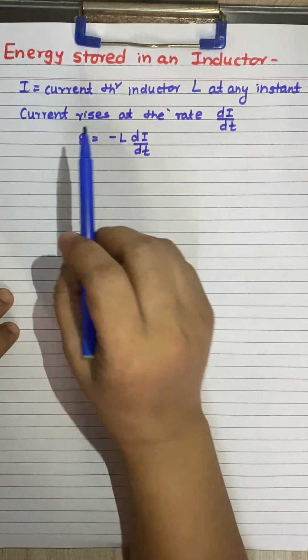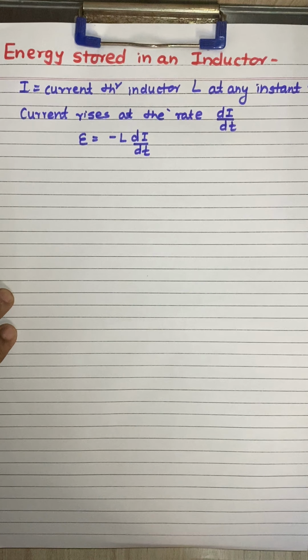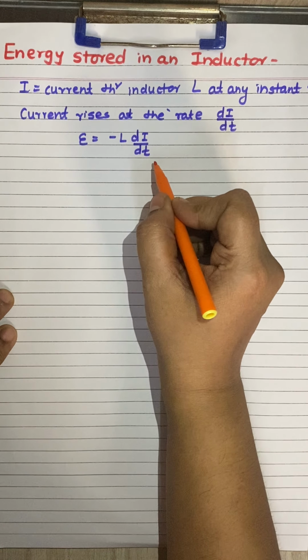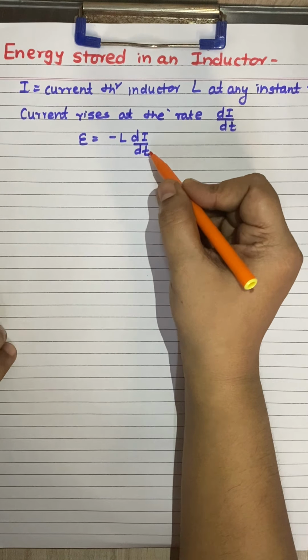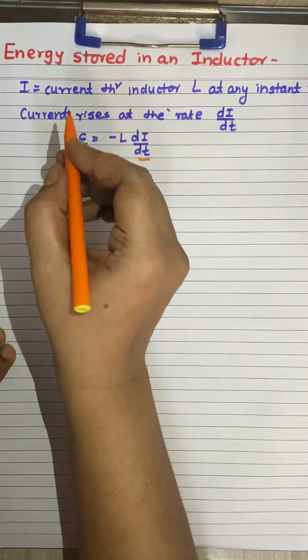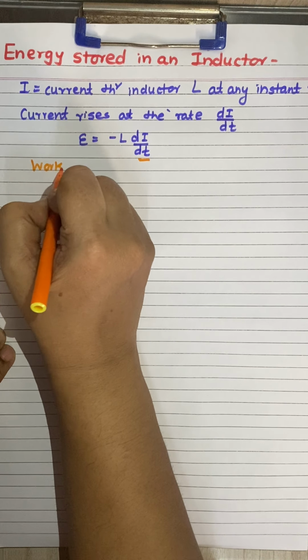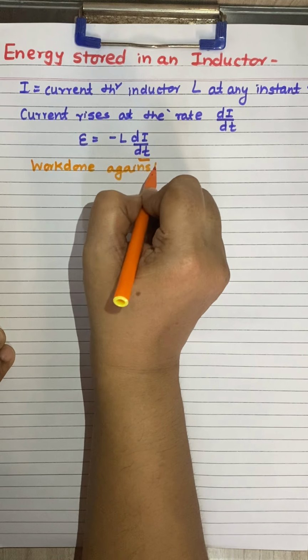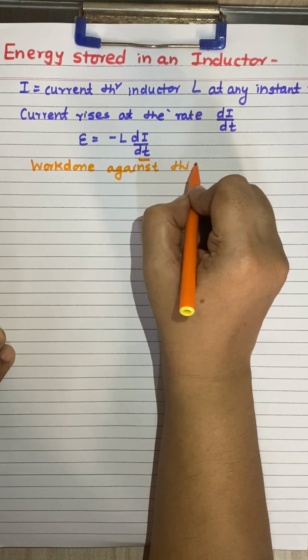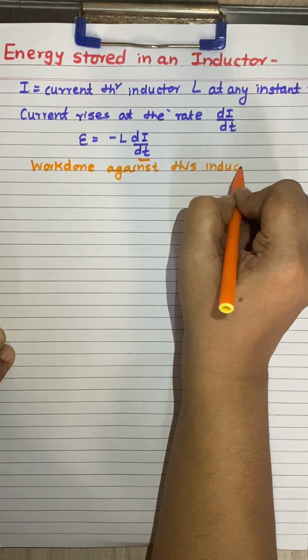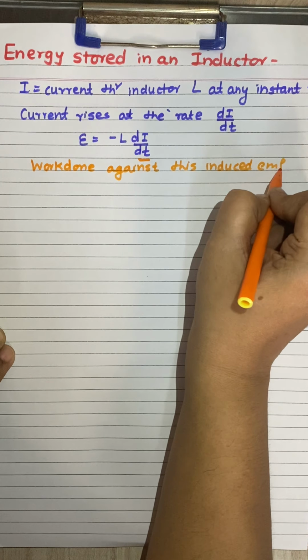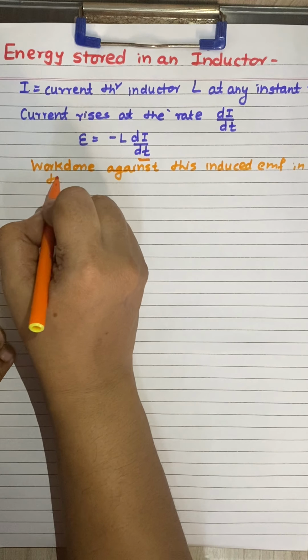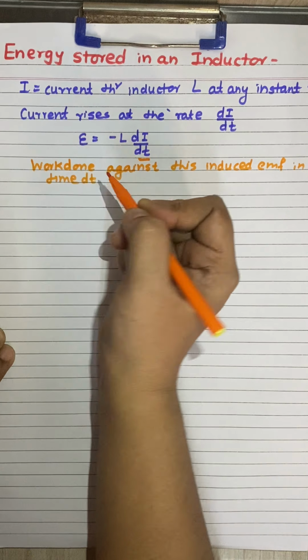So now, as I said, the work has to be done against this particular induced EMF in a particular small time dt. So I want to find out the work done against this induced EMF in time dt.